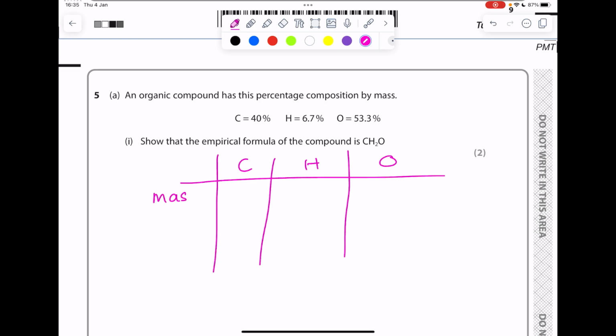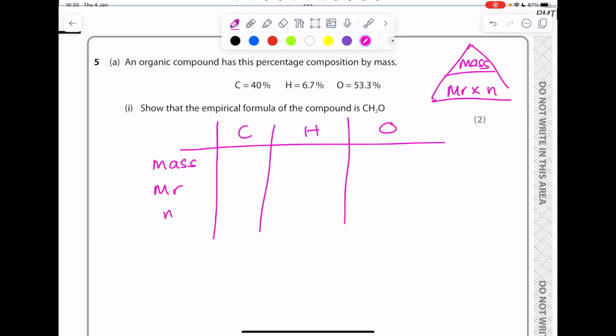Then we do mass, MR, number of moles, set up our formula triangle, which states that mass is MR times number of moles. In terms of writing the mass, don't get confused, it is just these numbers here, even though they're percentages, but they're all relative to each other, which is why we can write them like this. Use your periodic table to find the MR.